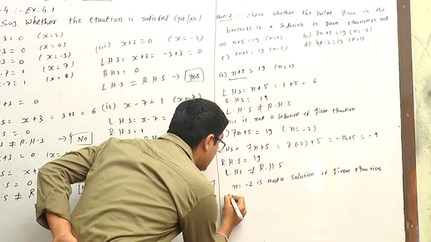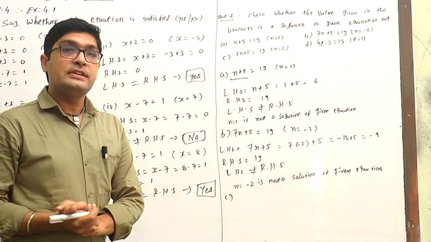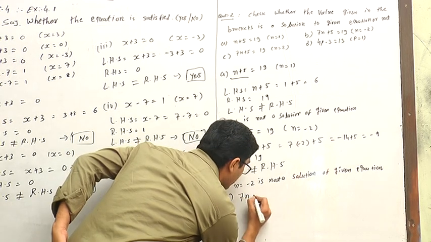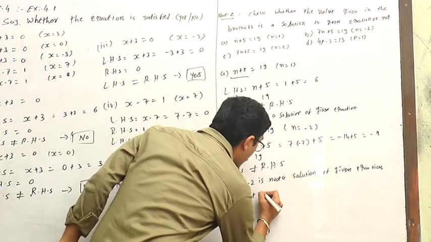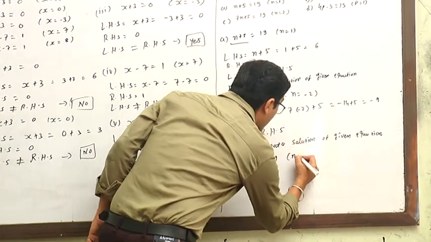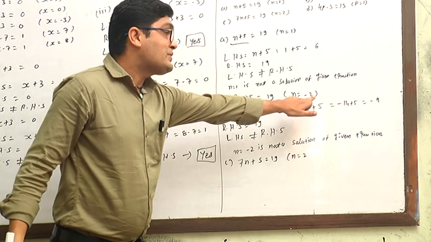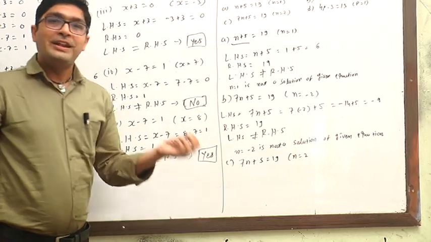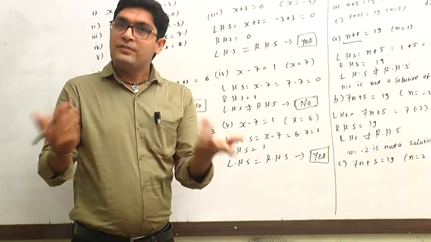Again we go for C. What is given in C? The same thing is given, but with a little change. 7n plus 5 is equal to 19. And what is the value of n given? 2. Here minus 2 was given and here plus 2. It is a simple change, but the answer will change.